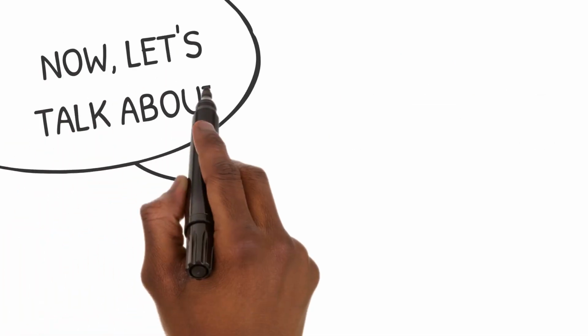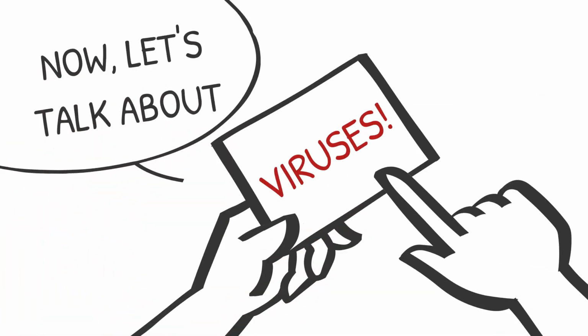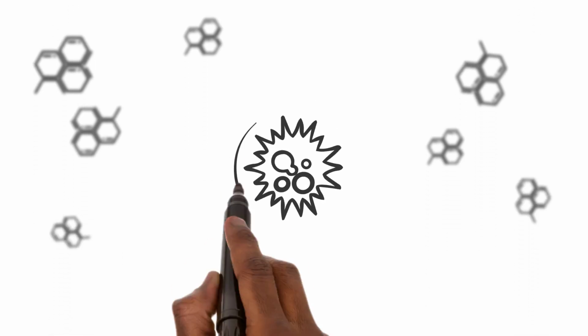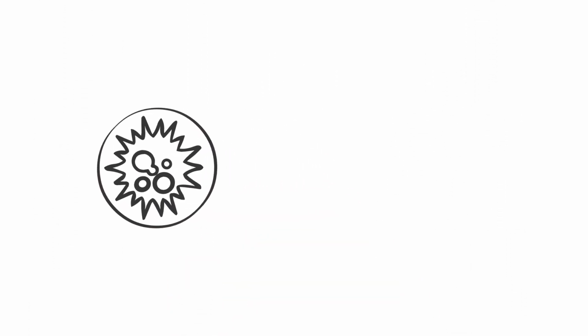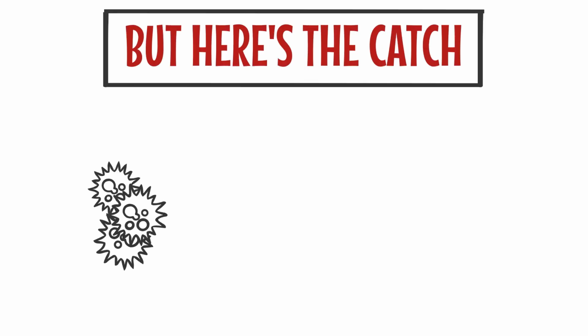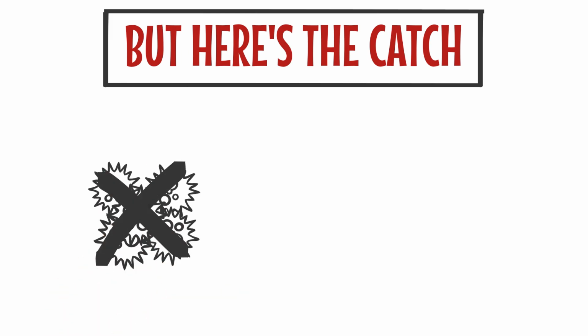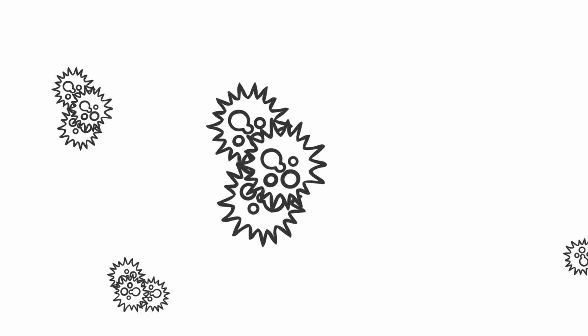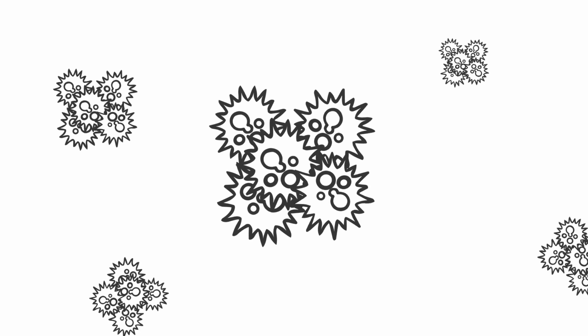Now, let's talk about viruses. These tiny creatures, made up of genetic material wrapped in a protein coat, can cause diseases like influenza, polio, and even AIDS. But here is the catch: viruses can't reproduce on their own. They need to sneak into a host cell and hijack its machinery to make copies of themselves.